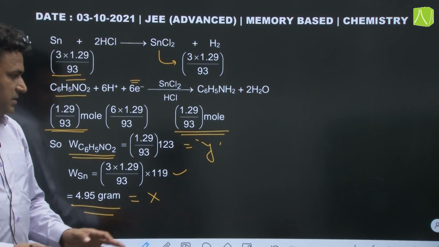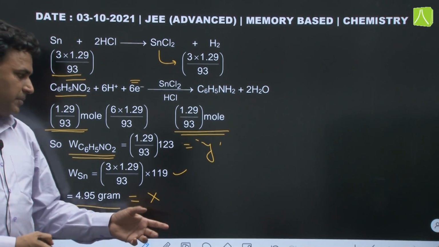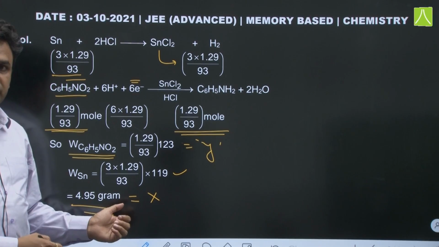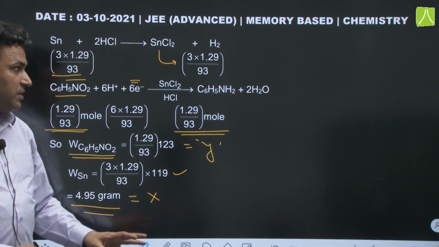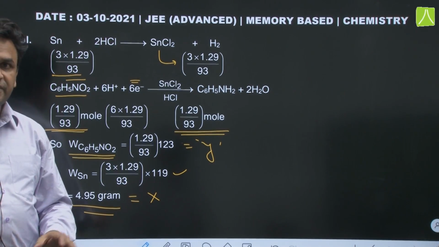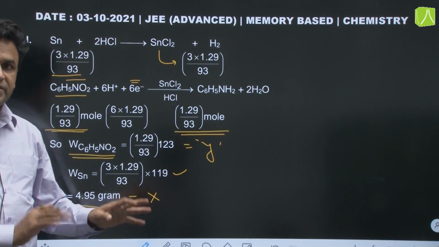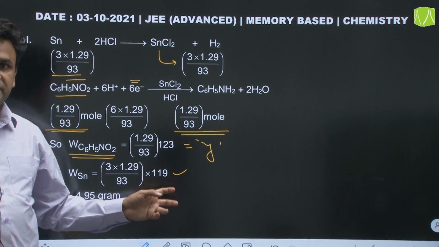So this is a numerical response question. We have to write the answer up to 2 places of decimal. So 4.95 is the correct answer. So all these 3 questions from the physical chemistry side are not of easy standard. These are from medium to tough standard.